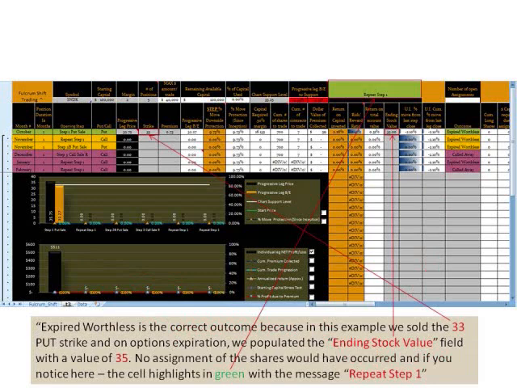Expired worthless is the correct outcome because in this example we sold the 33 put strike, and on options expiration we populated the ending stock value field with a value of 35. No assignment of the shares would have occurred, and if you notice here, the cell highlights in green with the message repeat step 1.